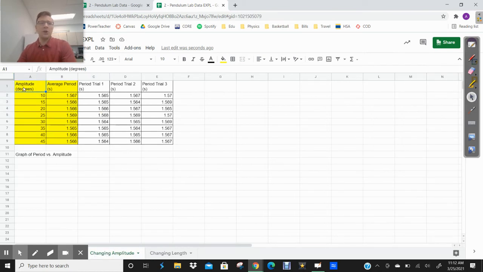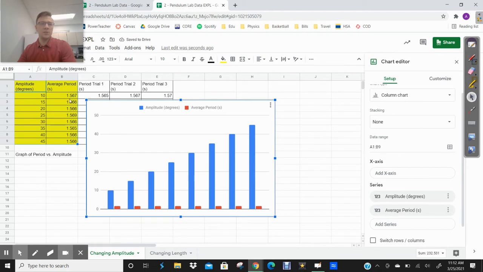This one is going to be very similar, so I'm going to go through this one quickly. I'm going to highlight my data, hit the chart button here, and we can already see, if you're looking at the data over here with me, that these numbers are staying really constant throughout here. So we should see a very similar graph.